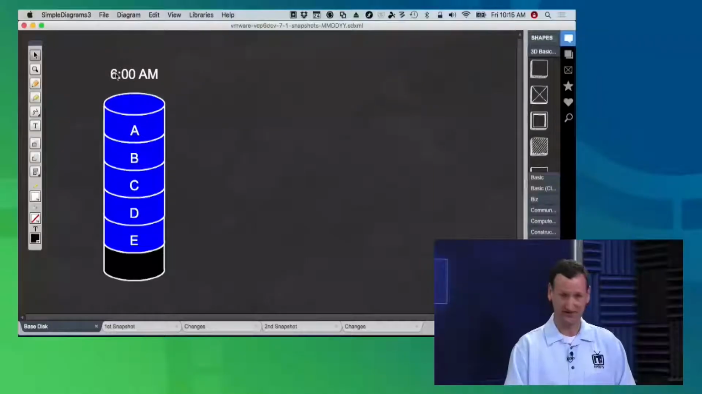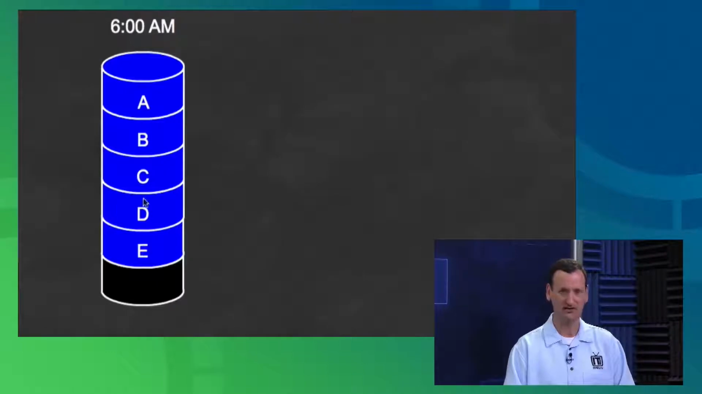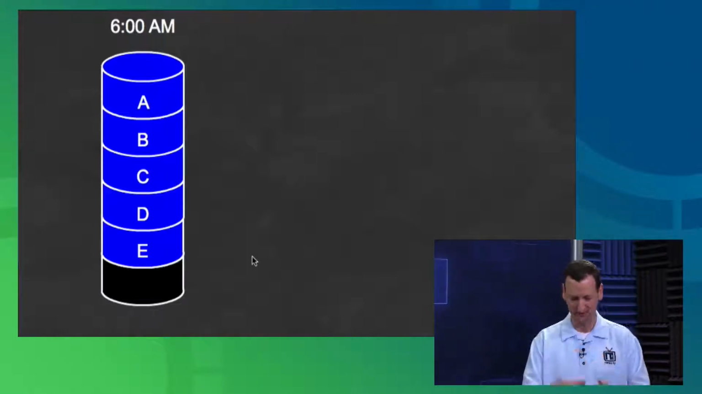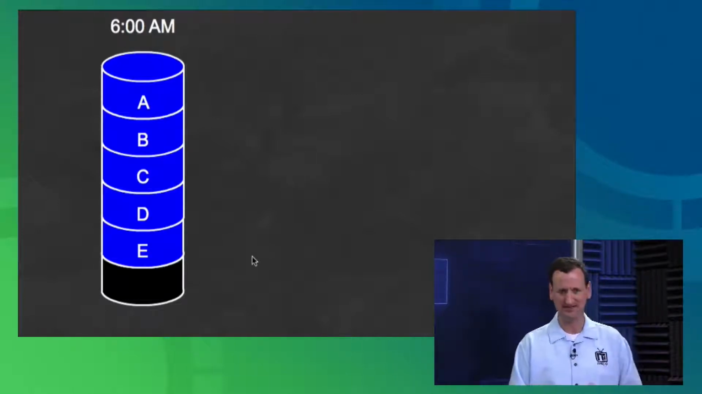So I've got a really simplistic diagram here. So let's say that I've got a virtual machine, and here's my hard drive at 6 a.m. Okay, my hard drive has a lot of data in it, but it has some empty space down here at the end. And so you'll see where I've written A, B, C, D, E. This just represents data on my disk. Okay, so as of 6 a.m., this is what my server looks like.